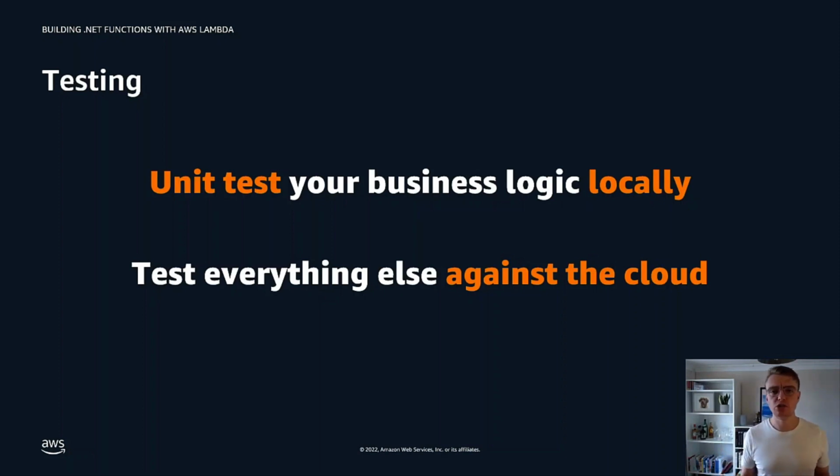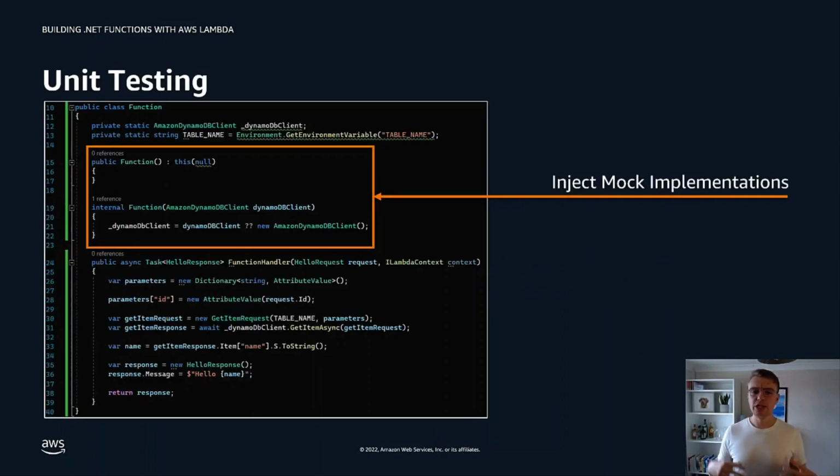And because this is serverless and you only pay for what you consume, the cost of DynamoDB for your integration tests will likely be quite low. When it comes to unit testing a Lambda function, this is why we have the public constructor and the internal constructor, because this enables us to inject mock implementations into our Lambda function. Remember, we need that public parameterless constructor for the Lambda service, so we have to have that. But then we've got this second internal constructor that we can use to inject mock implementations.